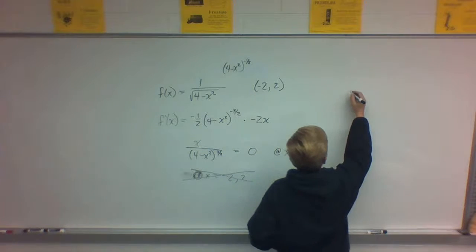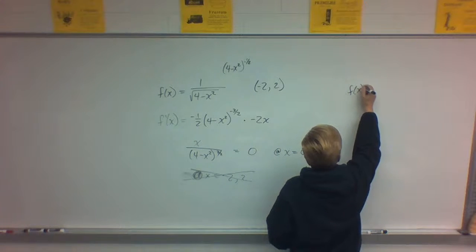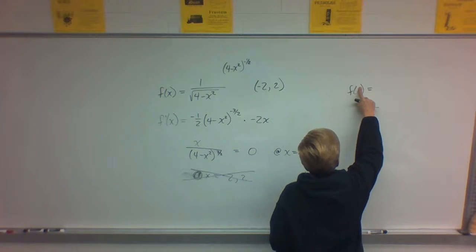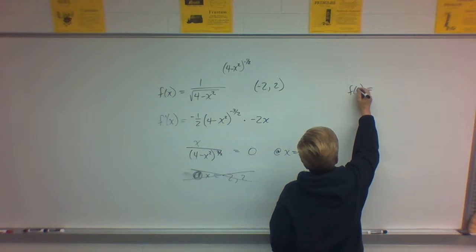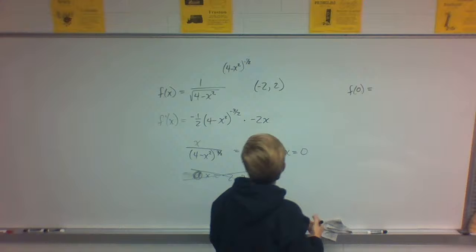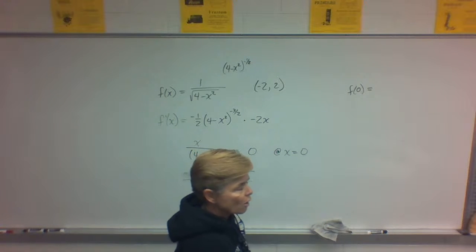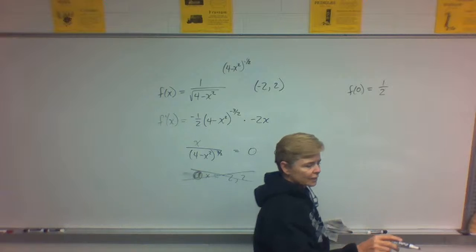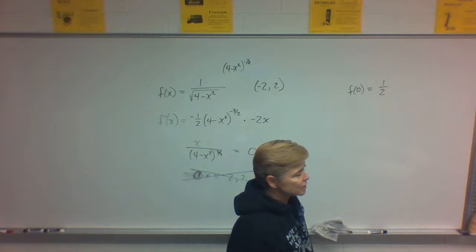So all we have to do is find the value of f of 0. That's the x value that's going to work. And what do we get when x is 0? The value is 1/2. Now we have to answer, and we can do that graphically, is that a max or a min?